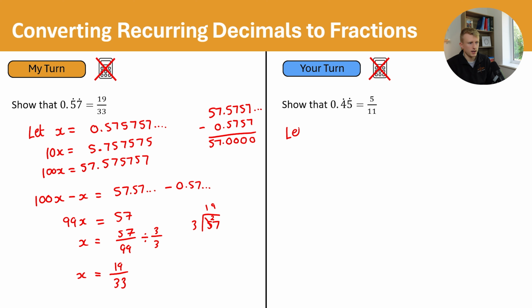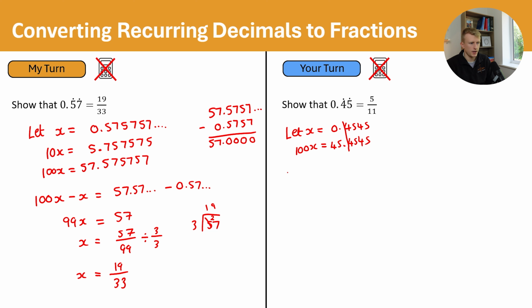So we'll start in the same way. Let x be equal to 0.4545... And because I have 2 digits recurring, I'm actually going to need to shift it 2 place value columns to the left. So 100x would be equal to 45.4545... And those recurring tails line up nicely.